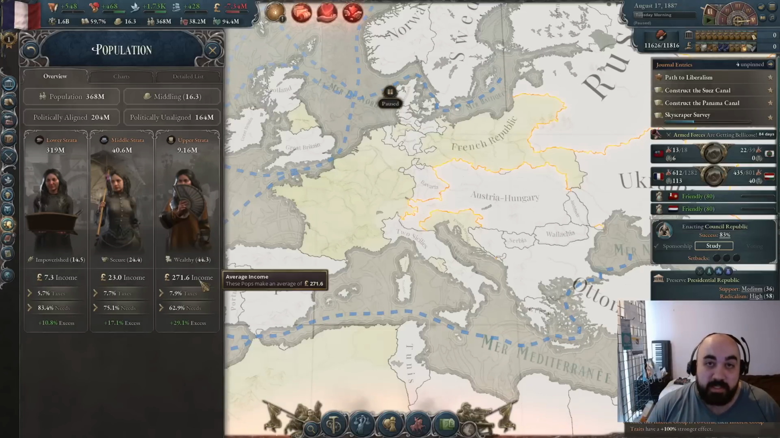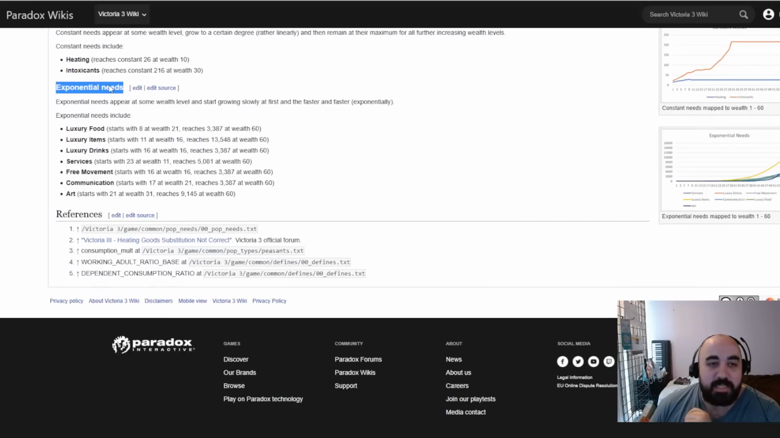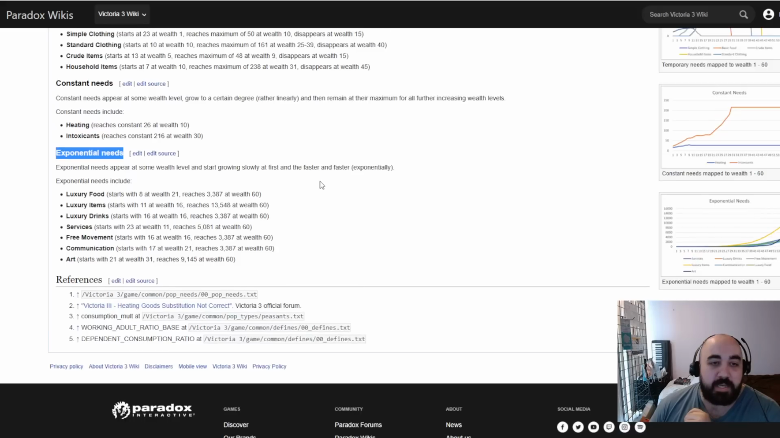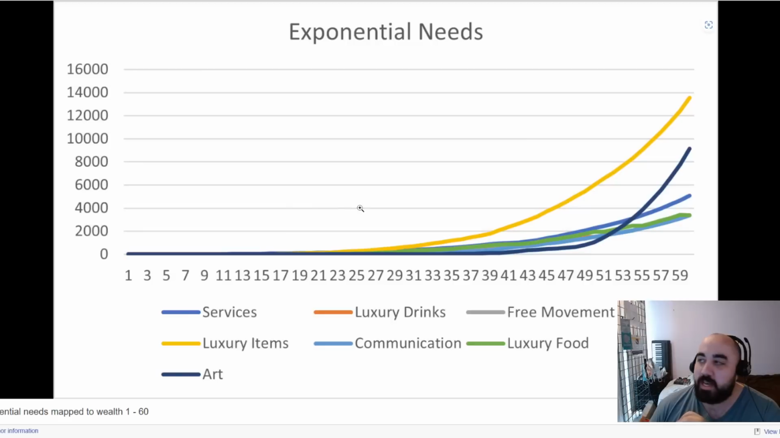The reason for this is that there are needs that scale exponentially with wealth. If we take a look at the wiki for Victoria 3 in the browser, we will see that there are temporary needs, constant needs, and then exponential needs. These needs go up the richer the pops get in a way that does not scale linearly. So the more wealth you have, you will need a lot more. If we take a closer look at the graph, as you approach 50 wealth, you start needing enormous amounts of luxury items, and they just absolutely blast way up.